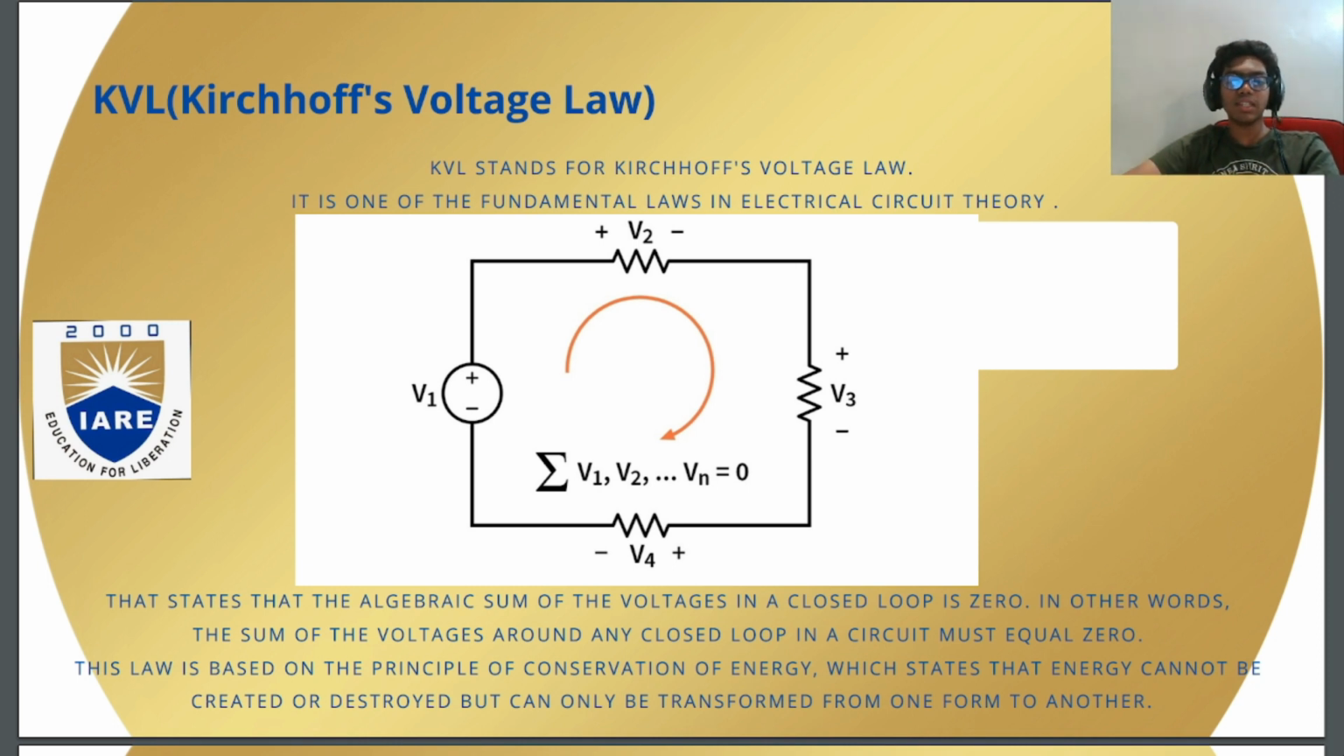Kirchhoff's voltage law states that the algebraic sum of the voltages in a closed loop is 0. In other words, the sum of the voltages around any closed loop in a circuit must equal 0. This law is based on the principle of conservation of energy, which states that energy cannot be created or destroyed, but can only be transformed from one form to another.